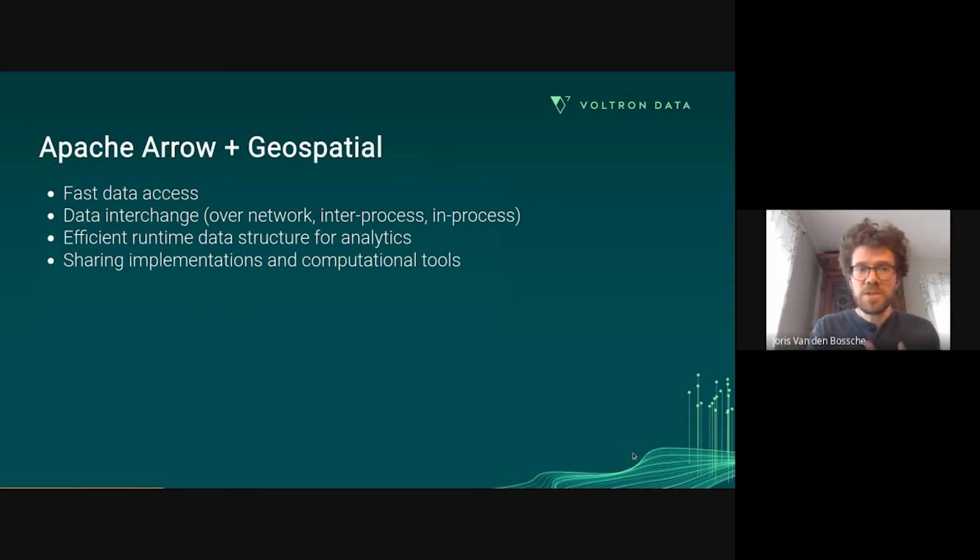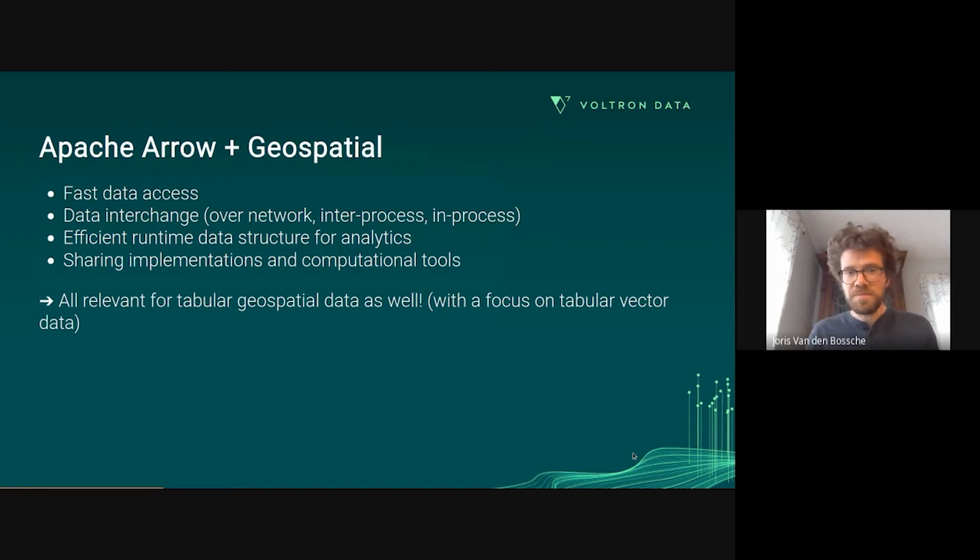So Apache Arrow enables lots of use cases and possibilities to improve the data ecosystem, to have faster access to interchange data both over the network, inter-process, or within process, as an in-memory data structure to do computations, to share implementations, and all those benefits, they perfectly well apply to geospatial data as well. So specifically for tabular geospatial data, so if you have vector geometries where you have attribute data linked to those geometries, then you have a table, and you can represent that data in the Arrow memory format.